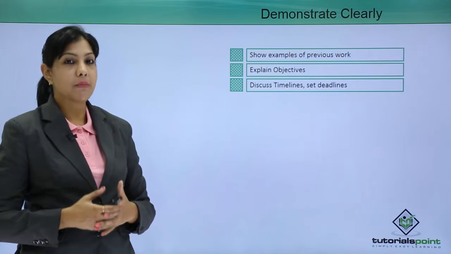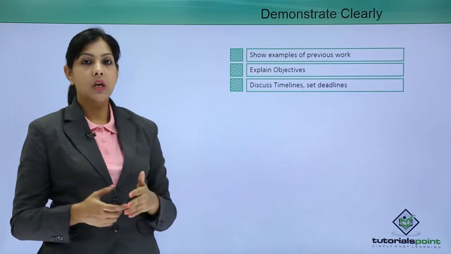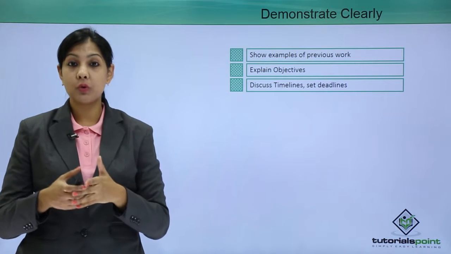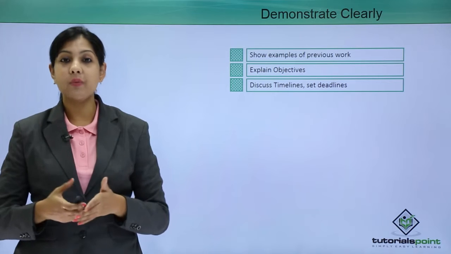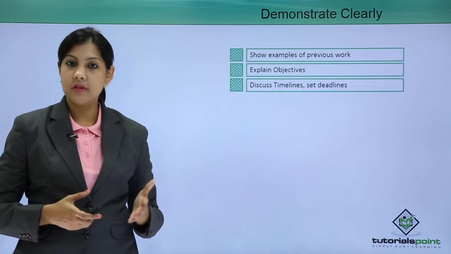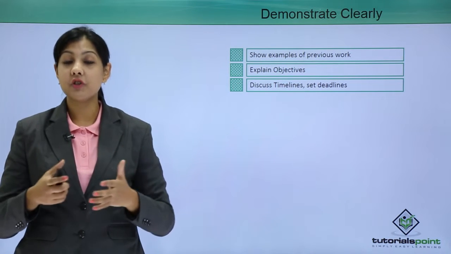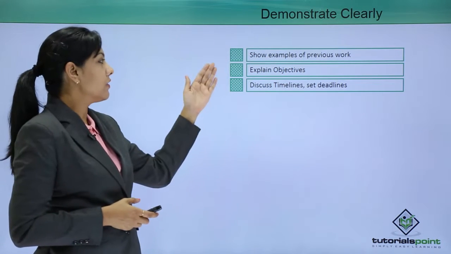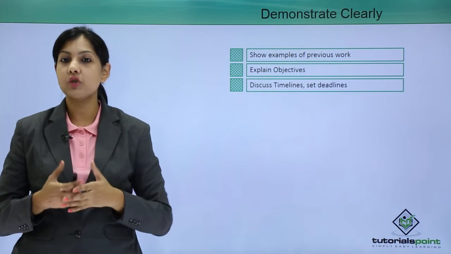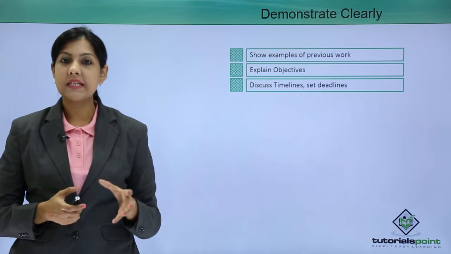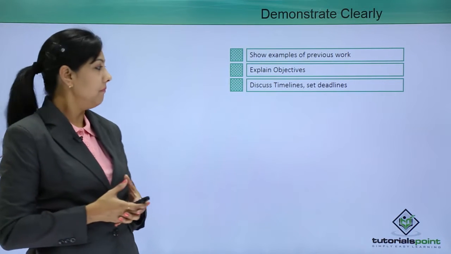Secondly, D stands for demonstrating clearly. Now you need to show examples of previous work. Whoever is the concerned person whom you have introduced the task to, you need to make sure that you share with that person all the previous tasks and examples as well as research work so that the person has a sufficient amount of data. You also need to explain the objectives. For the task that you are delegating, you need to make the person understand the overall objective or goal of this particular task that you have given them.